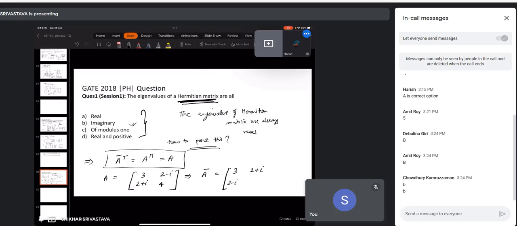Now you take the transpose of it. Transpose means you replace columns with rows. So 3, 2 minus i becomes this, and 2 plus i, 4. So A dagger, the conjugate transpose, is nothing but the original matrix A: 3, 2 minus i, 2 plus i, 4. All those matrices which satisfy this equation are called Hermitian matrices.